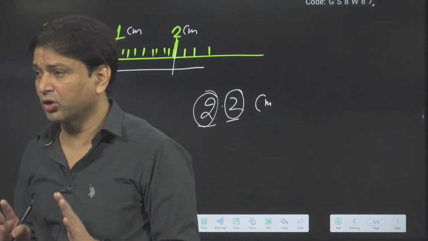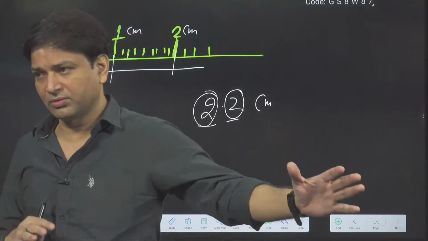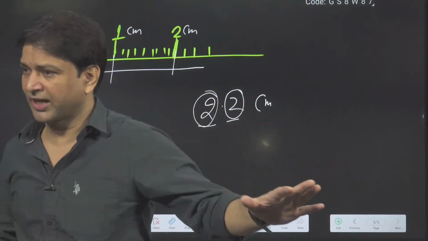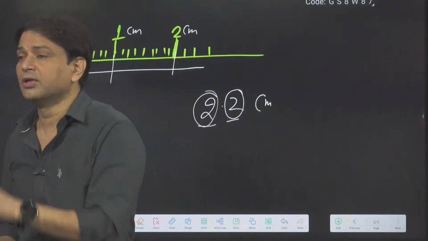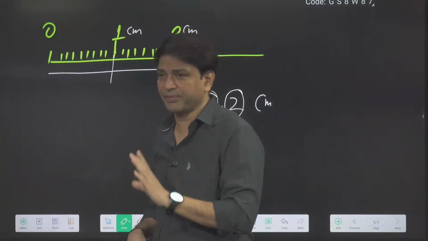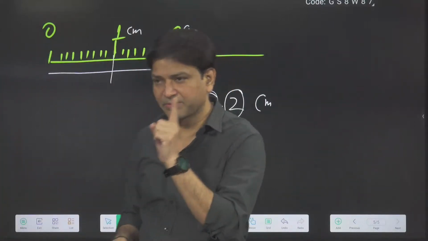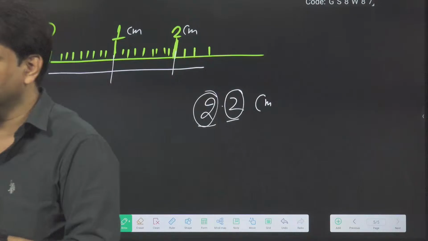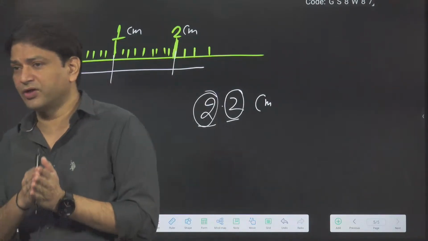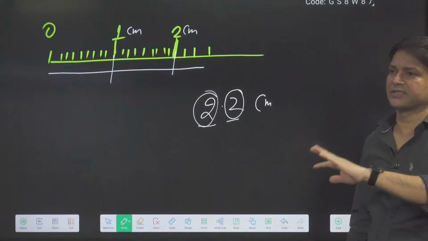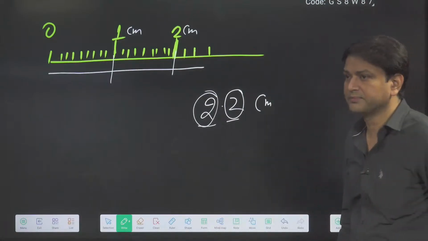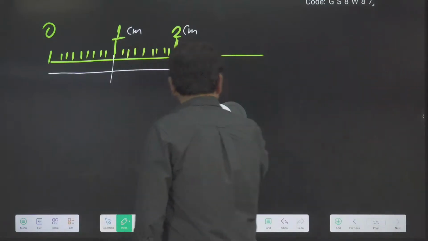Did everybody get this or not? All other certain digits can be any number, but how many uncertain can we write? Only 1. So in any measurement, certain digits can be any number, but the uncertainty must be 1 only. Understood? That's why I said the definition: the total number of all certain digits plus 1 uncertain digit is the significant figure. Okay.